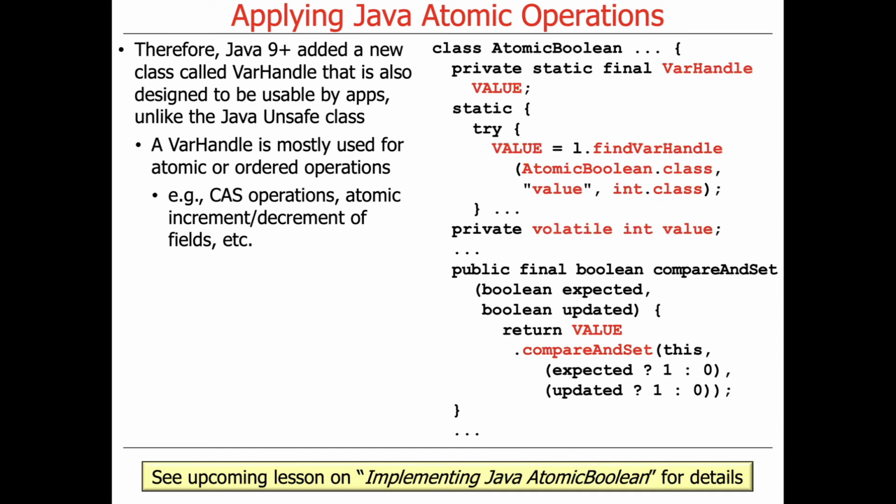Again, it uses some reflection and gets access to the offset, and then you can use things like compareAndSet. I'll talk about this in more detail as well. So I'm just giving you a high-level view that talks about the different ways over time that Java has provided atomic operations for use by classes at a higher level in the stack.